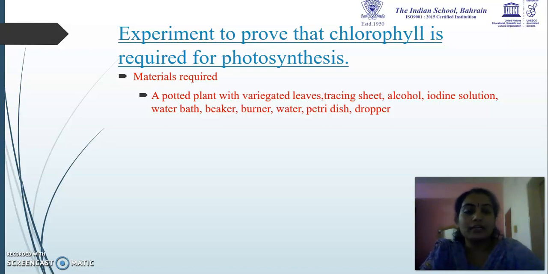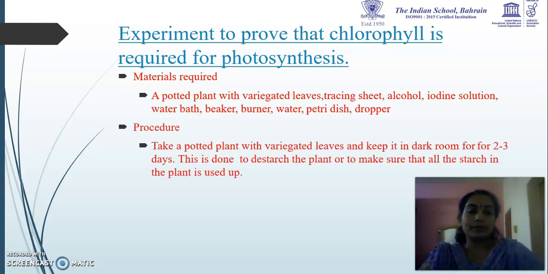So that kind of plant we need, and then we need a tracing sheet, alcohol, iodine solution, water bath, beaker, burner, water, petri dish and dropper. To start with the experiment, we will keep the plant with variegated leaves in a dark room for 2-3 days as we told before. Why do we do it? This is to destarch the plant, or to make sure that all the starch in the plant is used up.